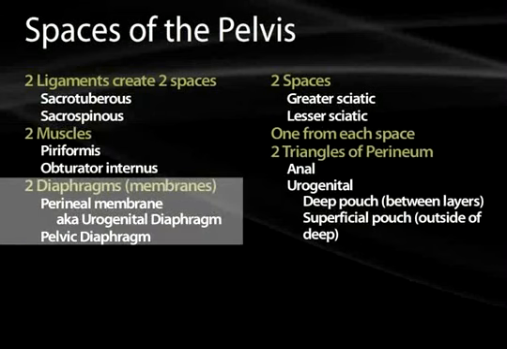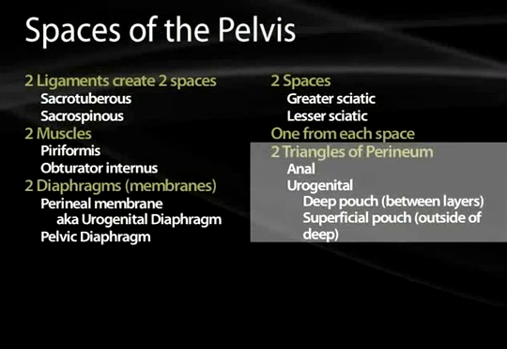And then there are two diaphragms. Actually, one is a diaphragm and one is now called a membrane. There is the perineal membrane, which used to be called the urogenital diaphragm, and there's also the pelvic diaphragm, which is actually a true diaphragm. And they will form two triangles in the perineum.